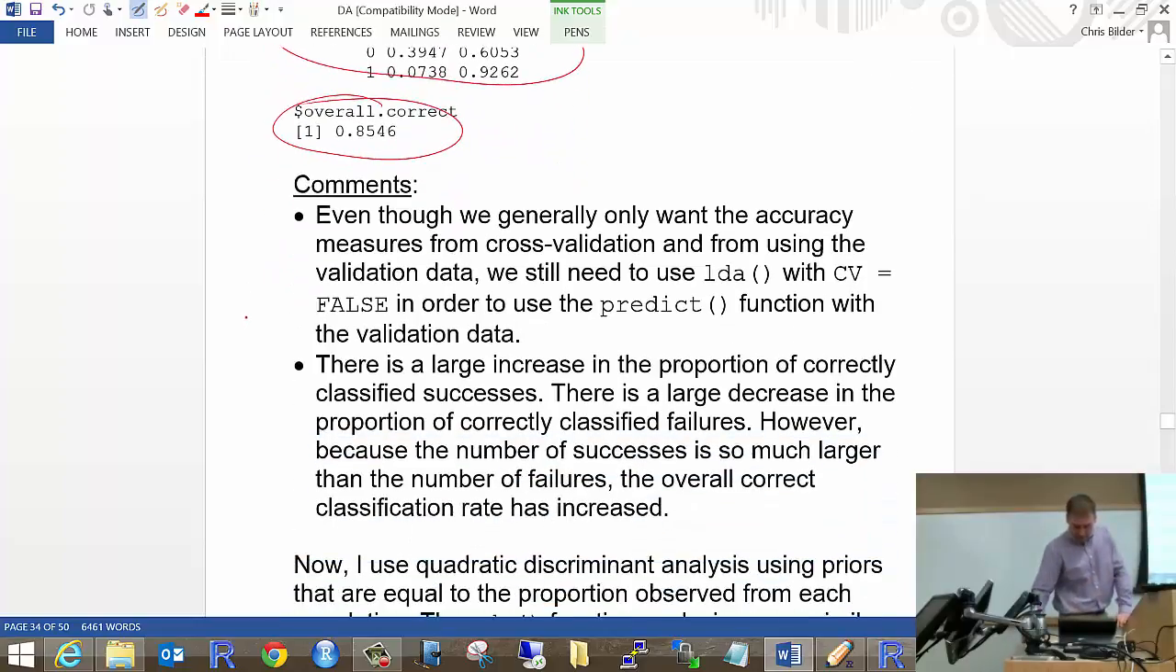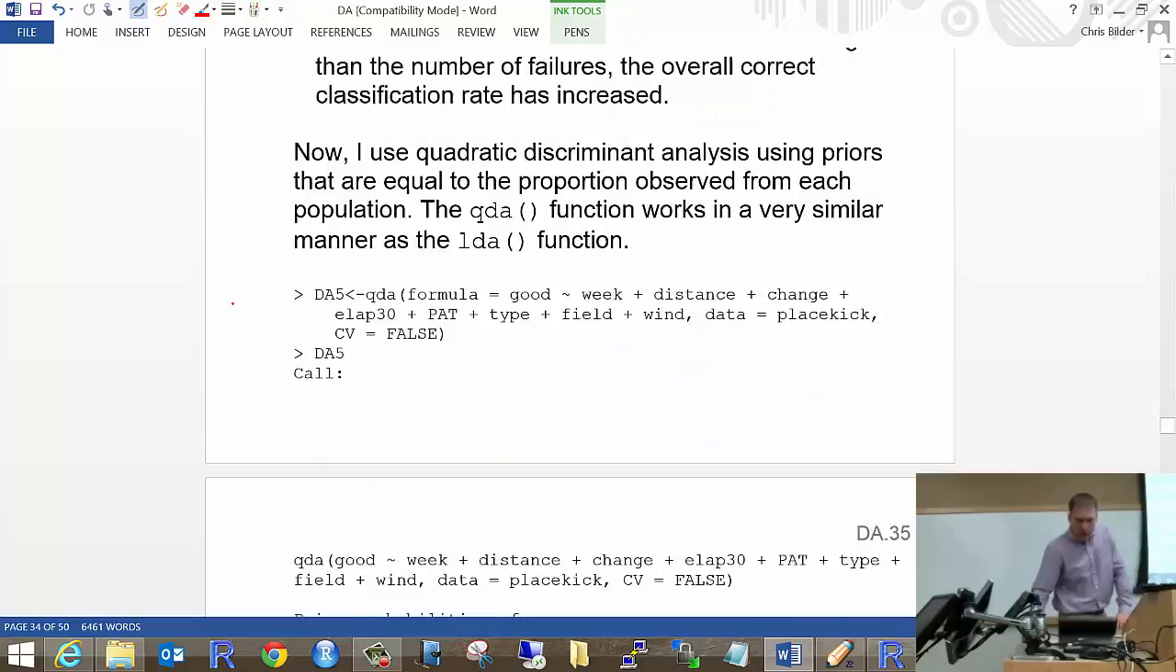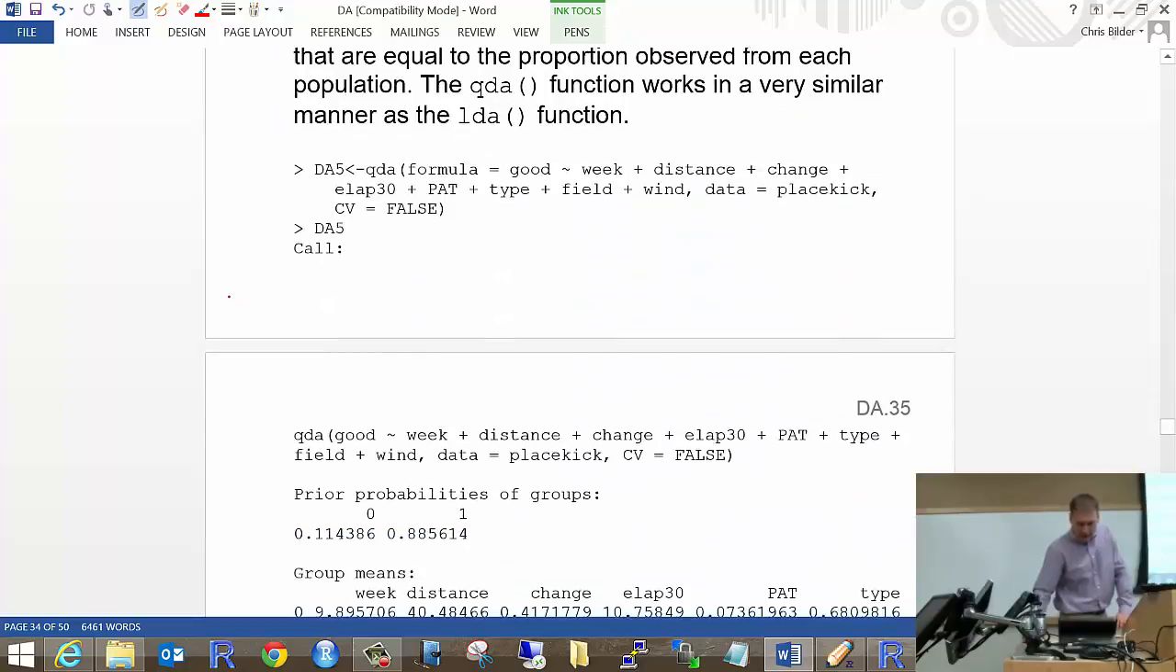Let's do quadratic discriminant analysis now. The syntax is exactly the same for the function QDA. So I'm going to create two objects, DA5 that applies quadratic discriminant analysis using priors proportional. DA6 is going to be quadratic discriminant analysis with priors proportional again, but then I'm going to do cross-validation.